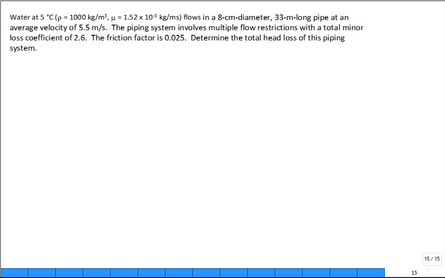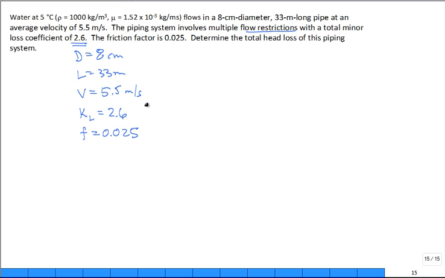Let's solve another problem. So we have water at 5 degrees C. This density and viscosity flows in an 8 centimeter diameter. So the diameter is 8 centimeters. The length is 33 meters long. It has an average velocity of 5.5 meters per second. The piping system involves multiple flow restrictions with a total minor loss coefficient. So just sum up all the KLs, it's 2.6. And the friction factor, f, was 0.025.